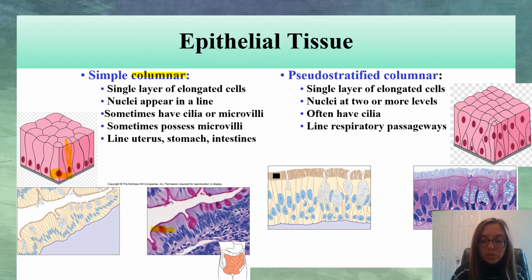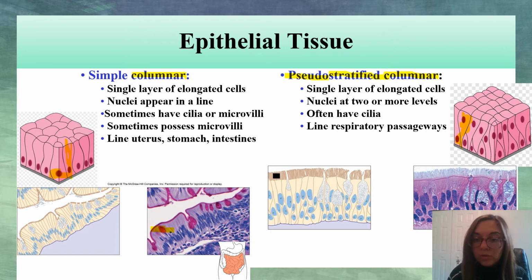Okay, next up is pseudo-stratified columnar. Now, stratified means there's more than one layer of cells, but pseudo means false, so it's a false double layer. You can see with these cells, it almost looks like there's more than one layer just because of the odd shape that they have, but in reality, there's only one layer of cells. It's a false layer. And they're columnar, meaning they are taller cells.